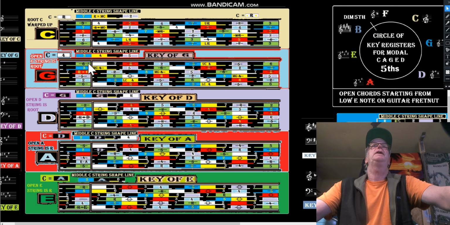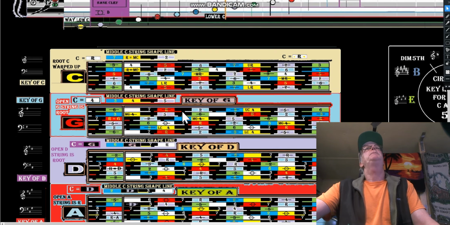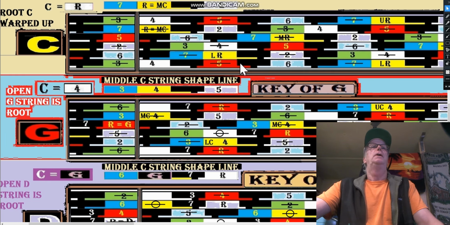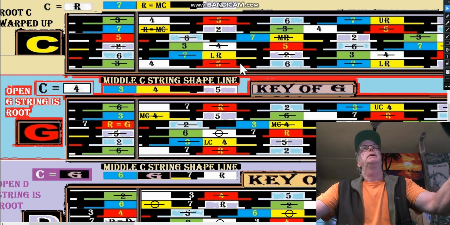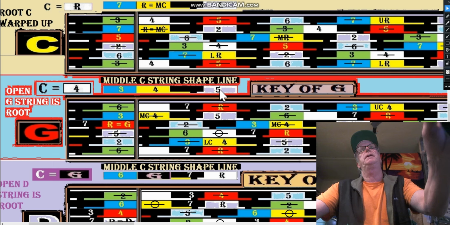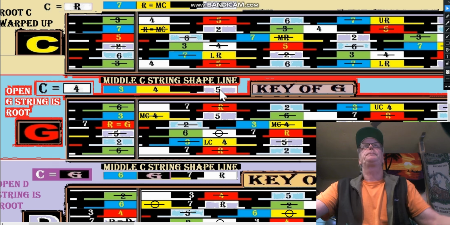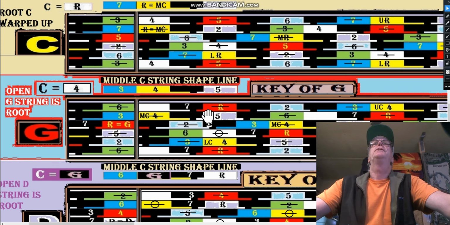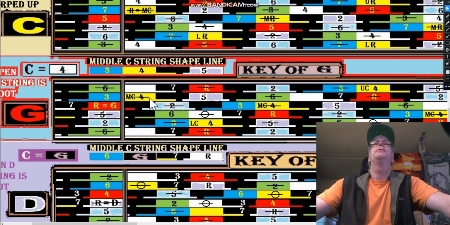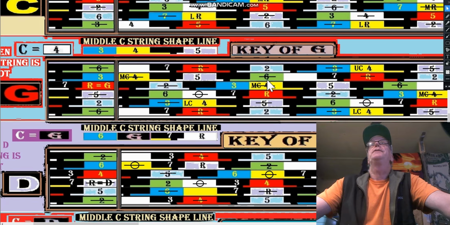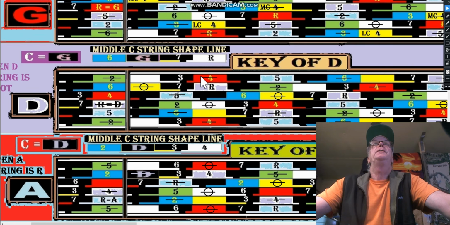In the key of G, it's 3, 4, 5. But keep in mind, this is no longer E, F, G. In the key of G, the third, fourth, and fifth are B, C, D. Okay, and there's your line through notes. Notice you'll always see a line through middle C, but now it's listed as the fourth because middle C is the fourth of lower G, right? So that's the terminology.